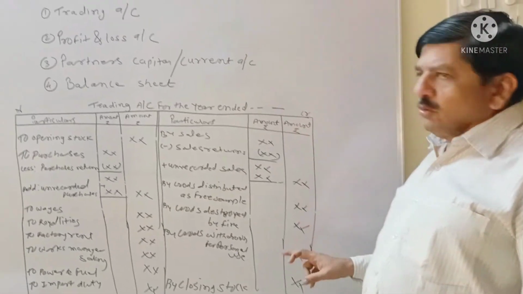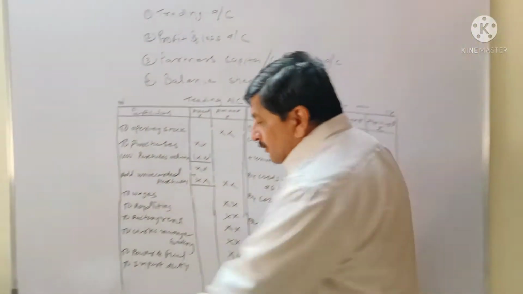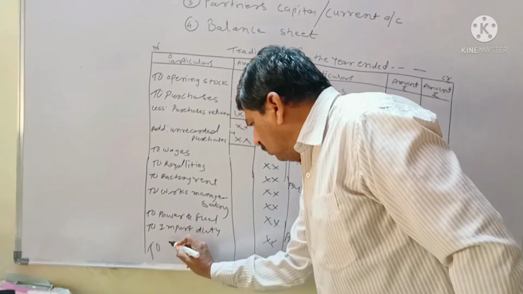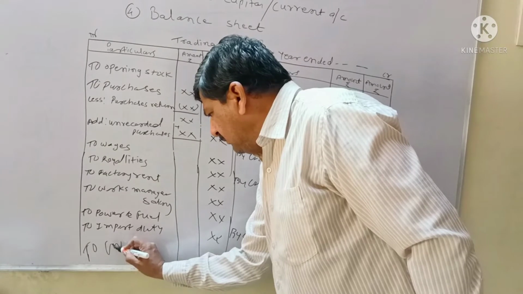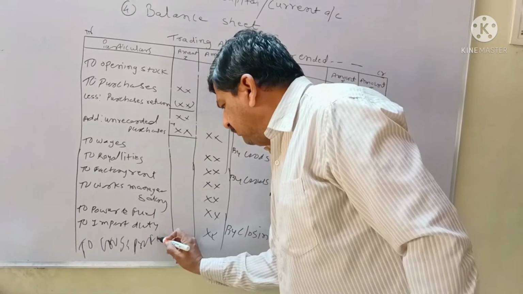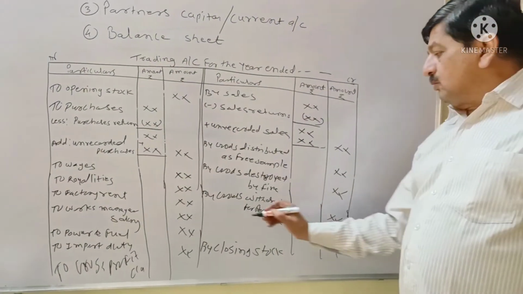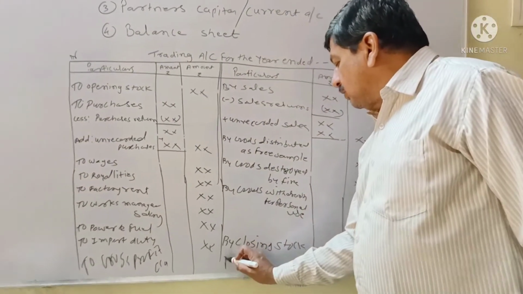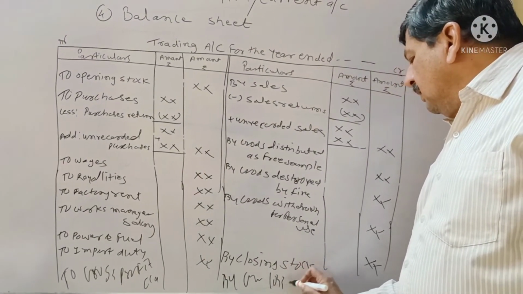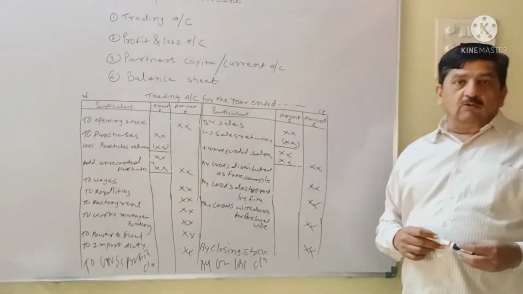Then you have to close the trading account. If the credit side is more, then on the debit side you have to write to gross profit carried down. And if the debit side is more, then on the credit side you have to write by gross loss carried down. In this way you first prepare the trading account.